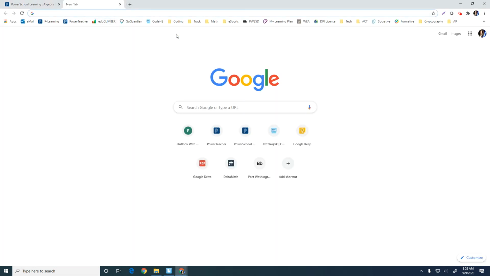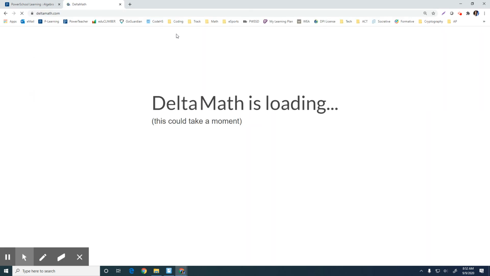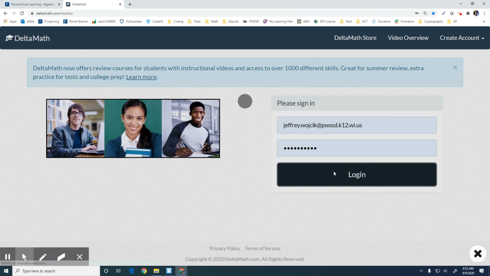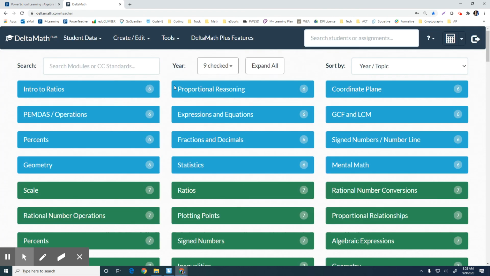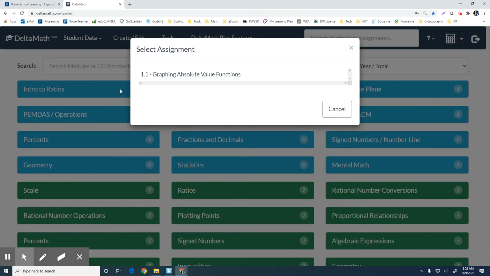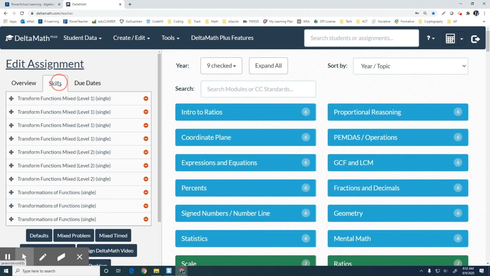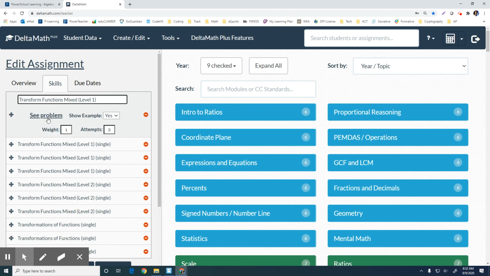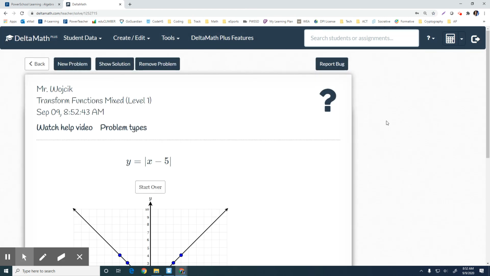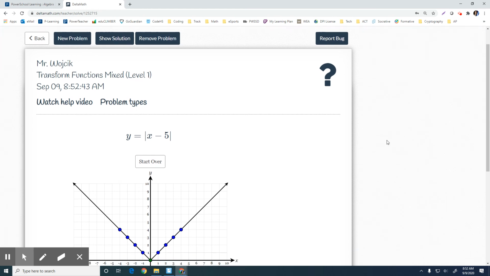So we are all going to go to the website deltamath.com. Your screen is going to look very different because I have a teacher account, so I have all these things. You should just have one assignment in there called absolute value or graphing absolute value functions. So let me show you one of these problems, and we can do it together. I'll show you how Delta Math is going to work for these problems.